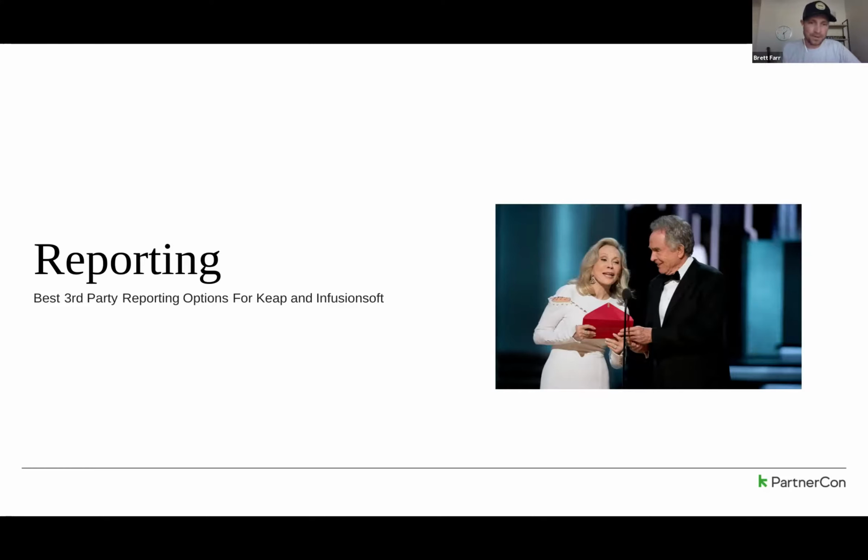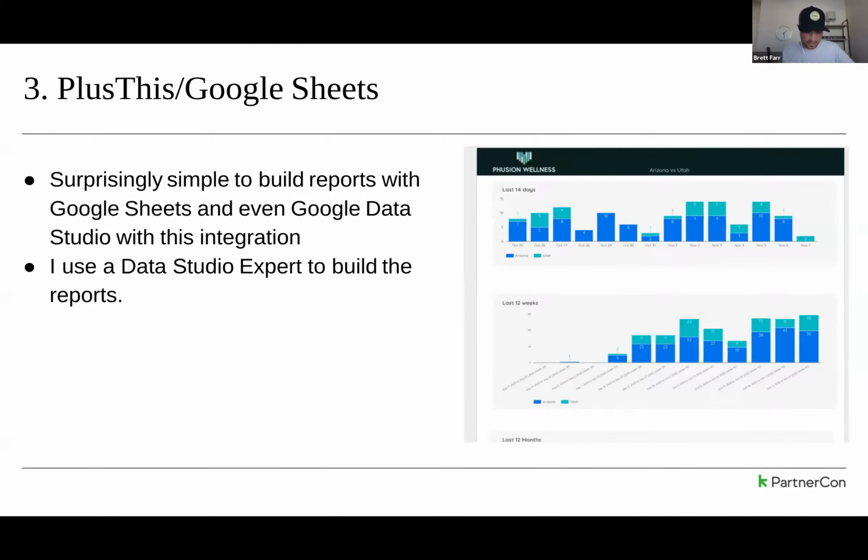All right, so reporting. Number 3, this one I think is an interesting one. Again, this is my list, so I'm choosing what's on here, but I do think these are all valuable as well. It's Plus This with a Google Sheets integration. It's kind of a combo, and to me, it's been surprisingly simple to build reports using Google Data Studio. I have a Data Studio expert that can take my base reports and really enhance them. I like Data Studio, which, if you're familiar with the BI space, business intelligence, is a watered down basic competitor to a Domo or one of those major ones.